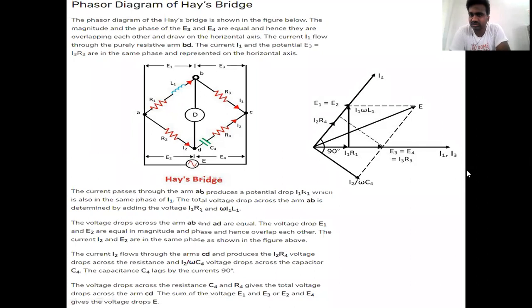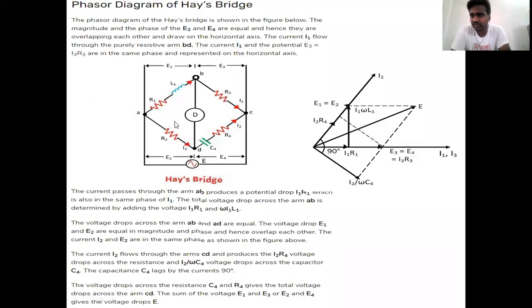In today's class we will solve some problems. Before solving problems, we will discuss the phasor diagram of Hay's bridge. After completing this phasor diagram approach, we will solve two to three problems. So make yourself comfortable with your scientific calculator.